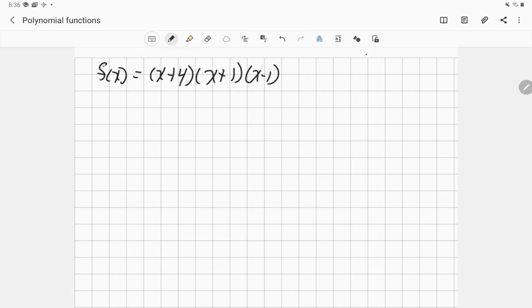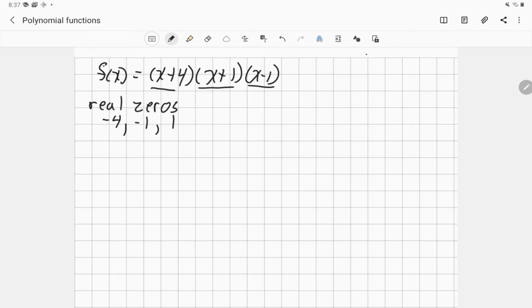When I'm going to graph it, thankfully it's in factored form. It's already in its pieces. So I'm actually going to find the real zeros first. Even if they don't ask for it, I'm going to find that because it's going to help me graph it. The real zeros are whatever will make each of these brackets 0. So -4 would make that first bracket 0. -1 would make that second bracket 0, and 1 would make that third bracket 0.